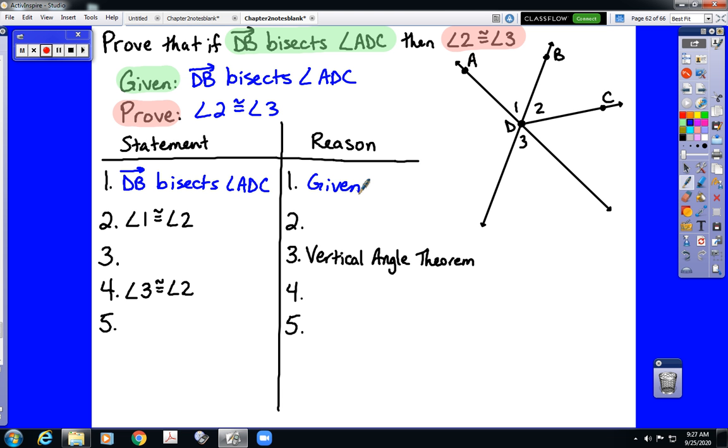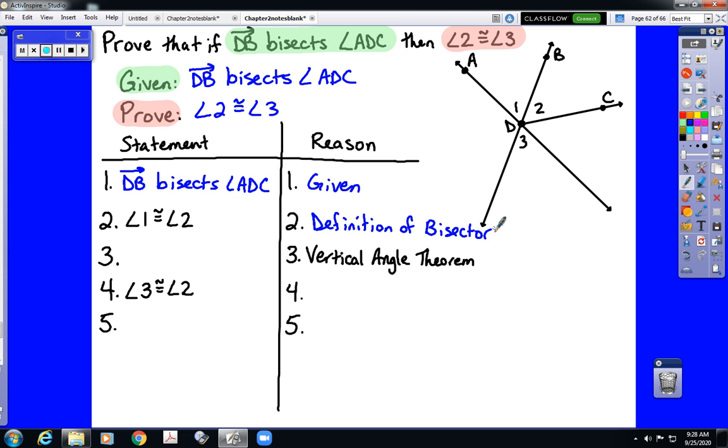We need to think to ourselves, why in that picture is angle 1 congruent to angle 2? Well, in the picture, we are told by the given that ray DB, this ray right here, is bisecting angle ADC. Now, the word bisect means cut into two congruent pieces. So the reason for step 2 is that is the definition of the word bisect, bisector. Okay, the definition of bisector. Since DB is an angle bisector of angle ADC, it is dividing that angle into two congruent angles.